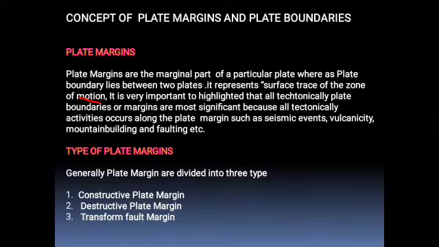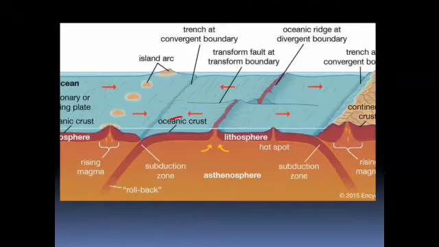What is a plate margin? The marginal point of a plate is called the plate margin, and the plate boundary lies between two plates, or I can say it is the surface stress zone of motions. Basically, there are three types of plate margin: constructive, destructive, and transform boundary.